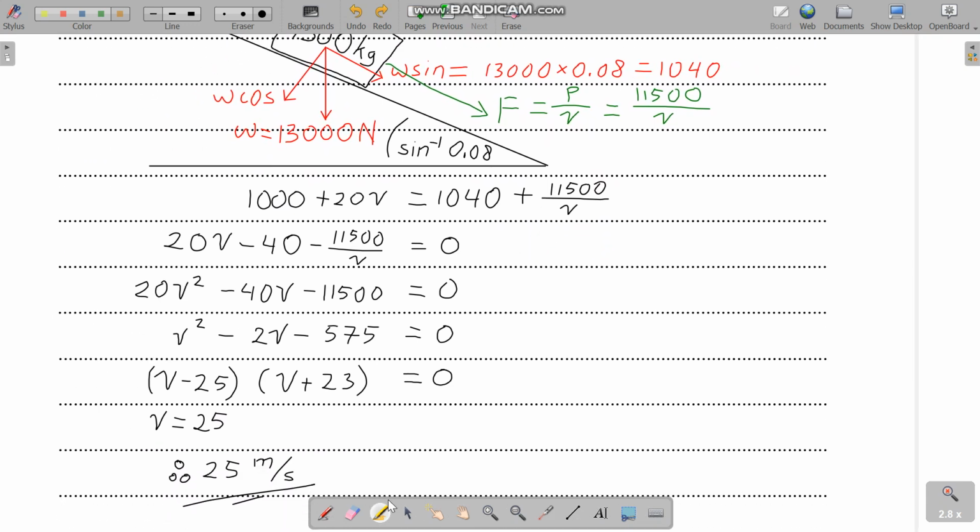We can move everything to the left, subtract 140 from both sides, we have minus 40, and we subtract this from both sides, and we multiply both sides by v, and we divide both sides by 20, factorize. We have the positive value, so v is the velocity, which is always positive. We don't use negative velocity here, so the answer is 25.